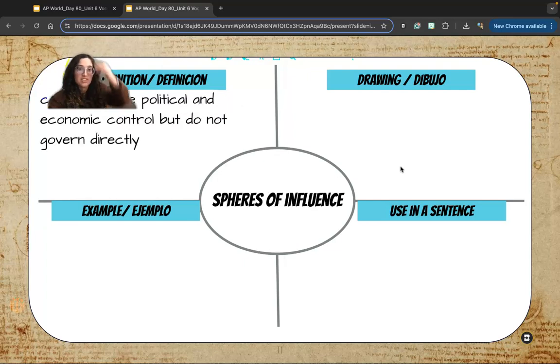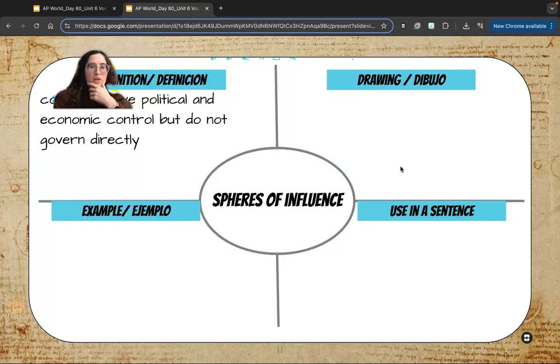Then we also have spheres of influence. Spheres of influence refers to countries having political and economic control, but not directly governing another country. For example, the United States has a sphere of influence in Mexico, meaning that it gets to decide a lot of Mexico's economic and political policies, but Mexico is not part of the United States. It's not a colony of the United States. You just have a lot of United States influence in Mexico because we're next-door neighbors and because the United States is so rich and powerful, right?